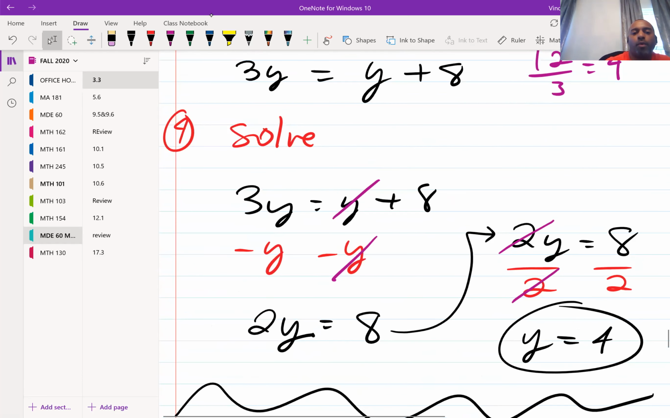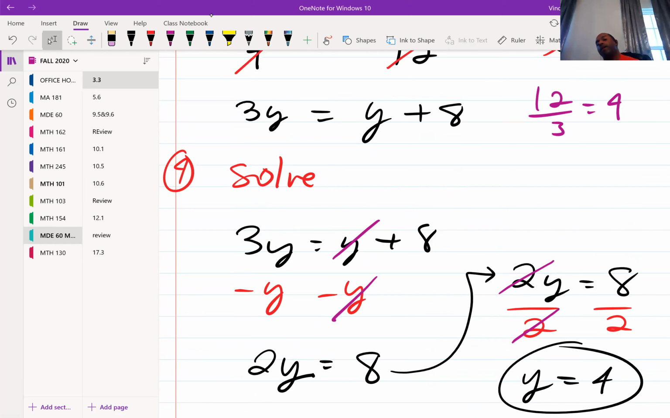All right, so before we go to the next thing, any questions on the process? So the process will always be the same. Find your LCD, take the LCD, multiply it to each numerator, simplify. Once you simplify, you'll go ahead and solve like you would any of the other equations that we've had up to this point.